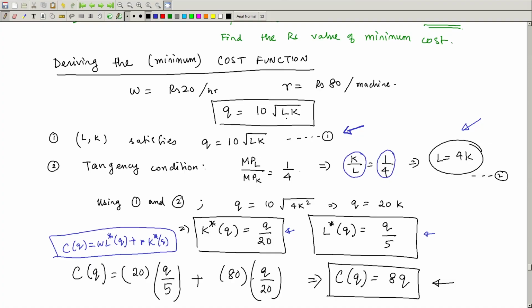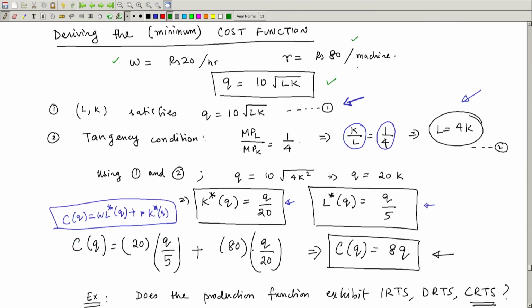To be precise, we looked at a specific example wherein we said, suppose the production function is Q is equal to 10 times square root of L times K. Then we were given the per unit price of labor and the per unit price of capital, and we asked what is the minimum cost function? Generally we don't use the word minimum, because whenever we use the word cost function, we essentially mean that it is the lowest cost incurred by the firm to produce a given level of output at the input prices W and R.